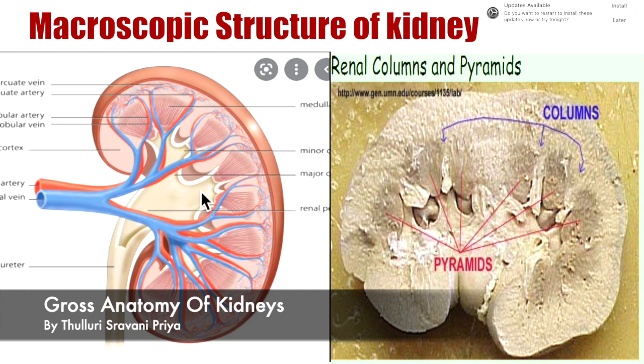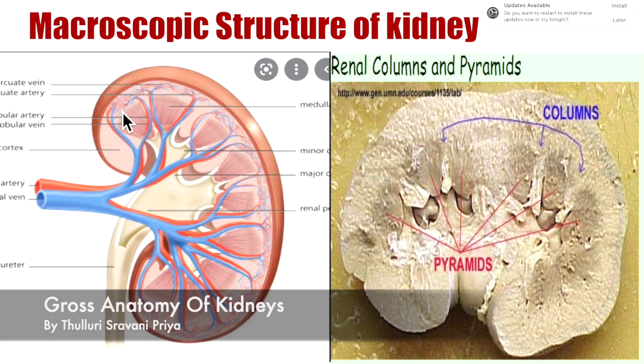These minor calyces ultimately lead into the major calyces, which are 2 to 3 in number. They continue as the renal pelvis and ureter. Now we'll see about the cortex. The cortical area lying above the level of the base of the renal pyramid, we call a cortical arch. And the part of the cortex which descends in between the renal pyramids, we call a renal column. So: cortical arch and renal column.